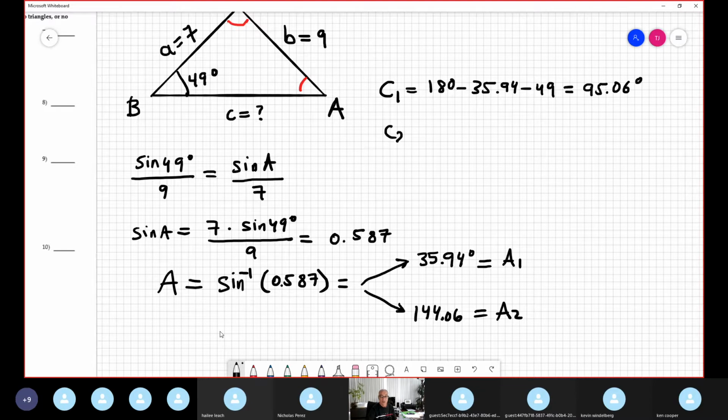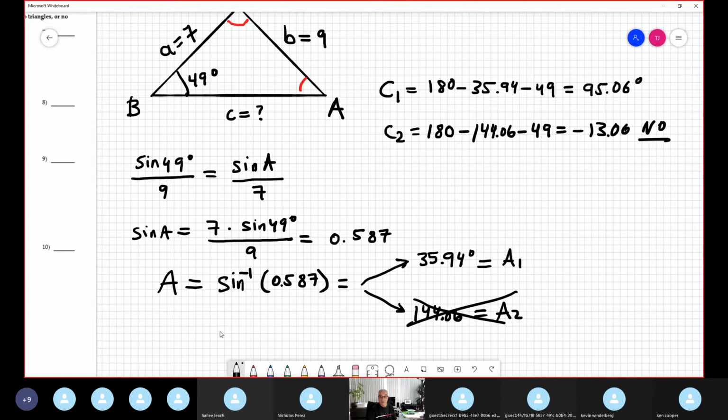And C2, using A2, is 180 minus 144.06 minus 49. In this case, the answer is negative 13. That indicates that this is impossible. No case 2. You discard that possibility. So basically, we have only one triangle. You eliminate C2, and it's only C1.